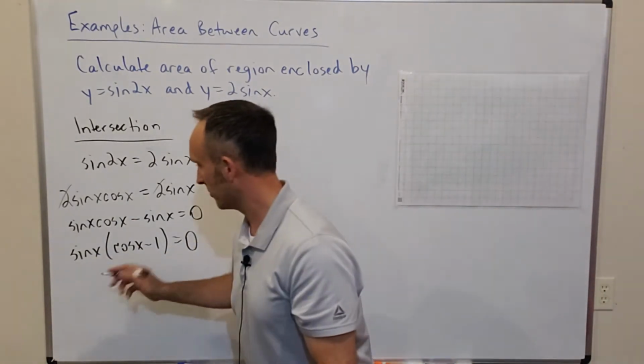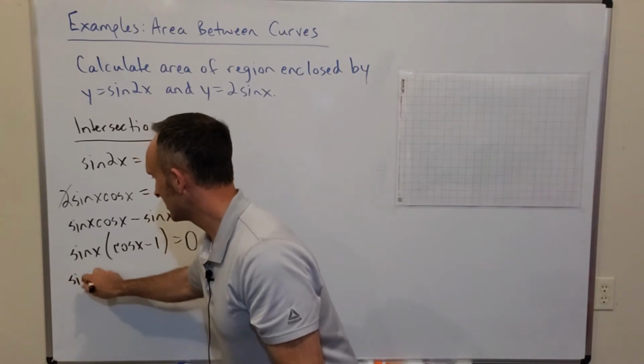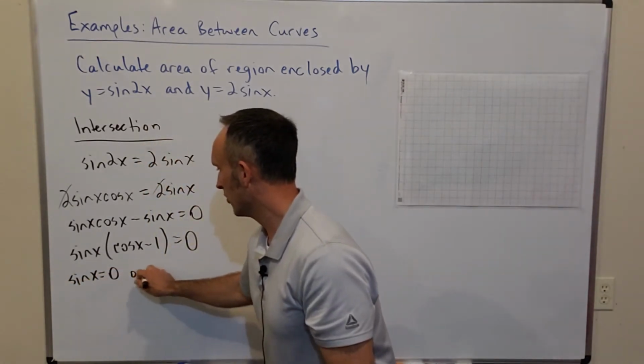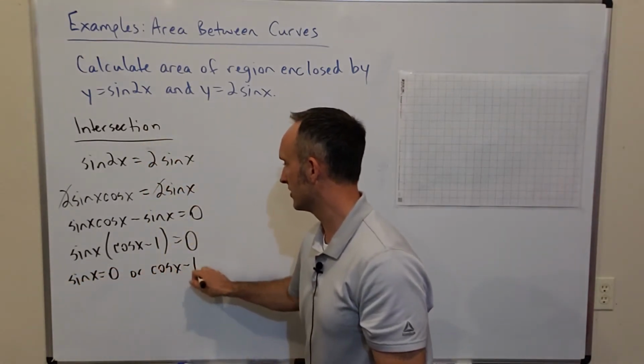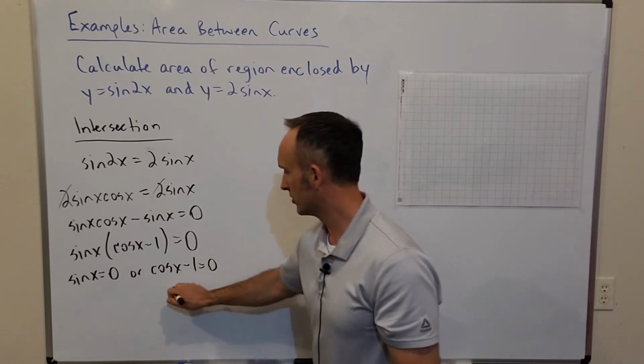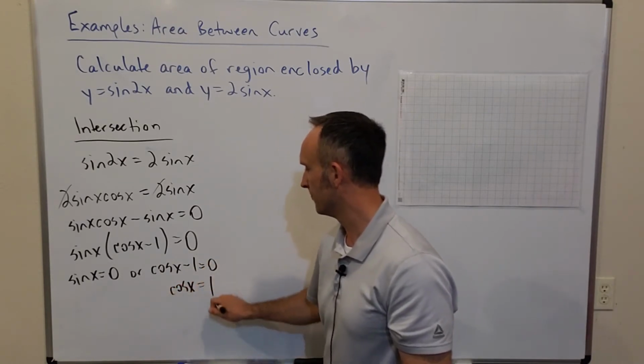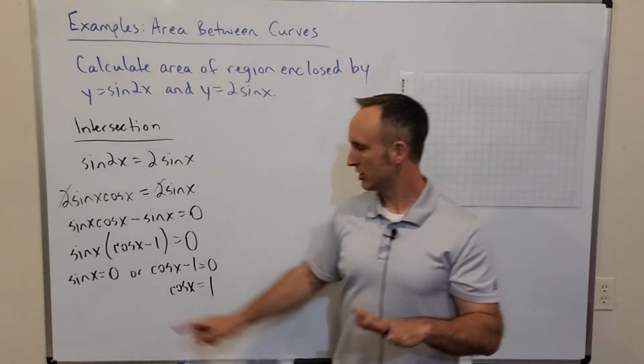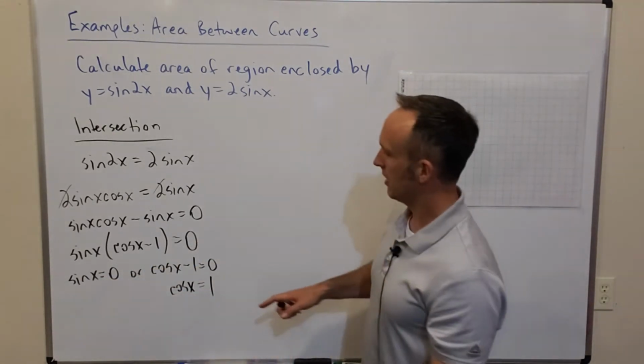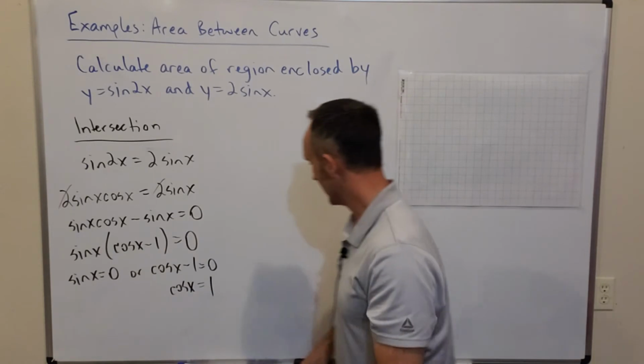So the conclusion we can make is that the sine of x has to be 0, or that the cosine of x minus 1 has to be 0. In other words, cosine of x could be 1. So what angles could x be? What angles could x be so that the sine of x is 0?